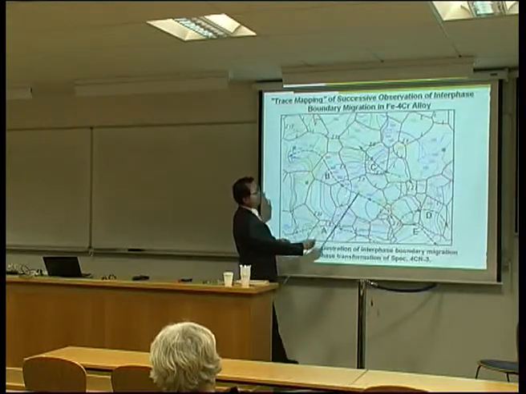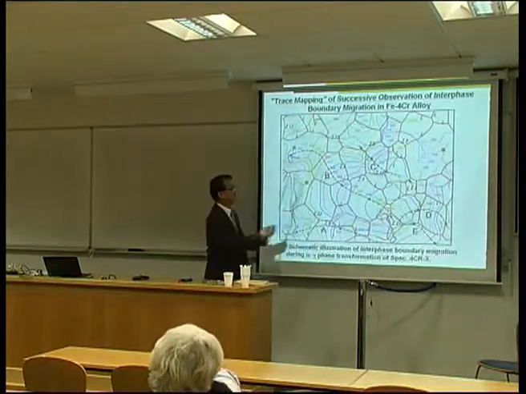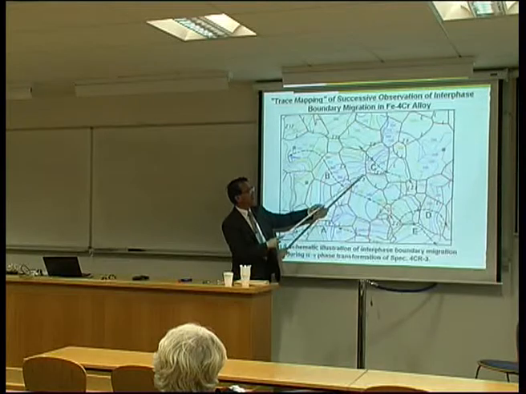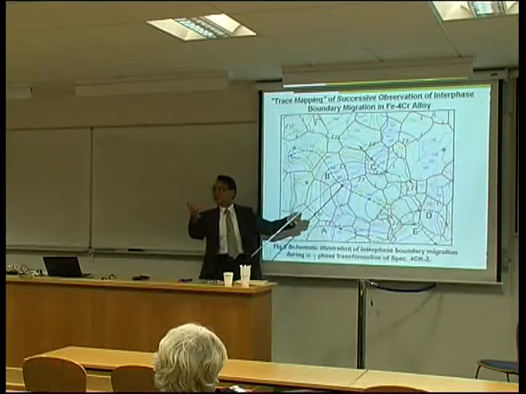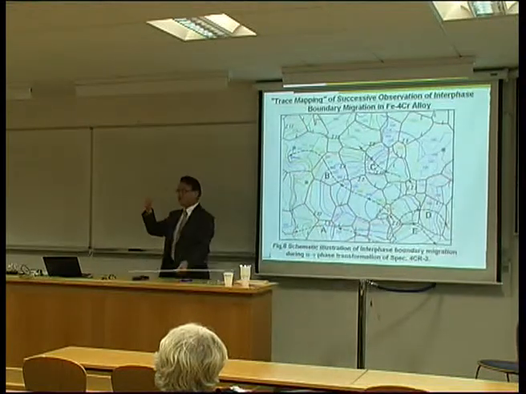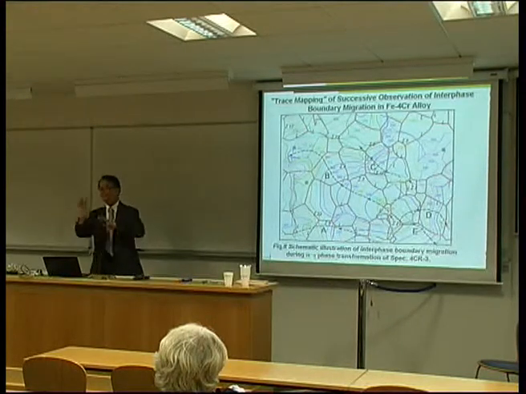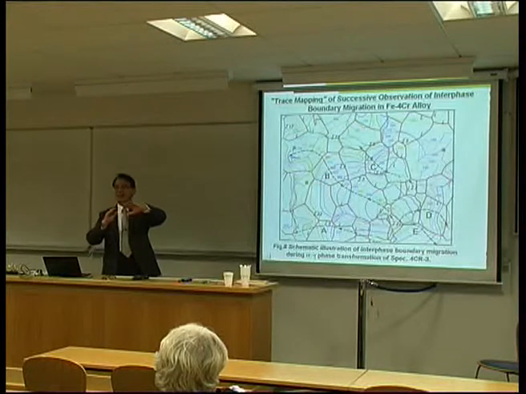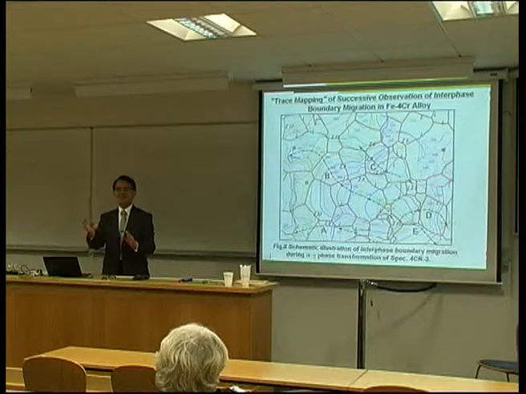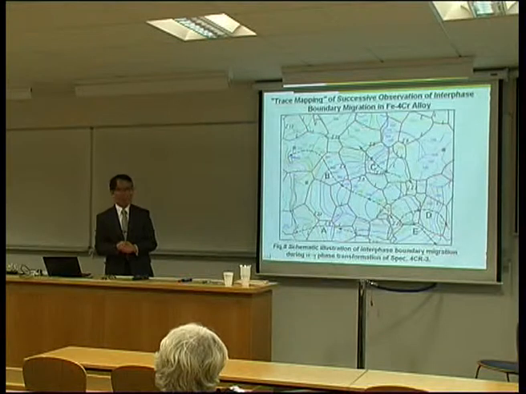the interface boundary is not smooth, it wasn't moving at a constant speed. In some areas it moves a lot slower, but in some areas it moved up. So, migration of the interface is not so smooth, sometimes very rapid, sometimes slow, because of the interaction between the interface boundary and the pre-existing wave boundary in the matrix.